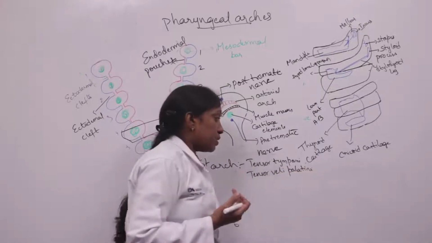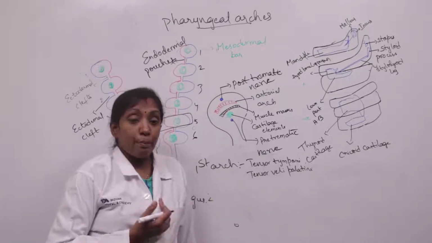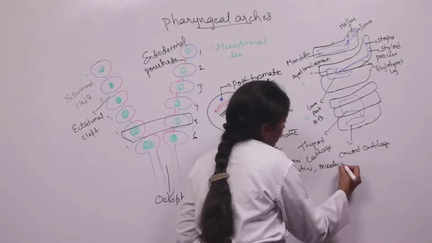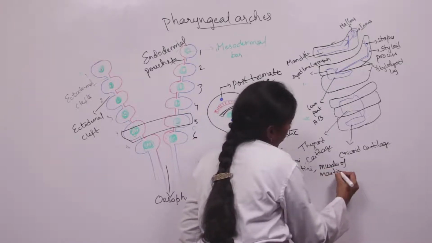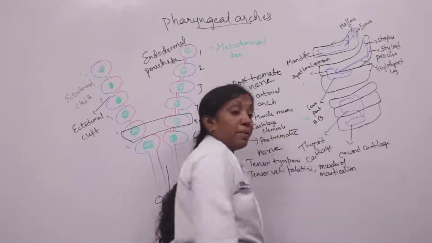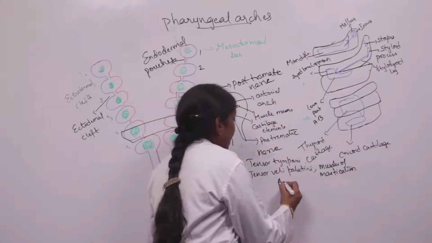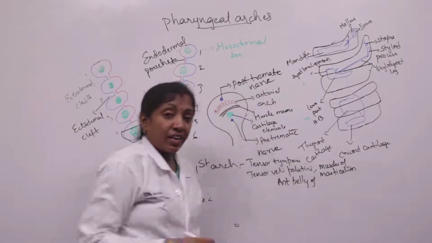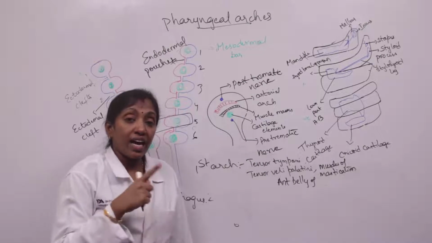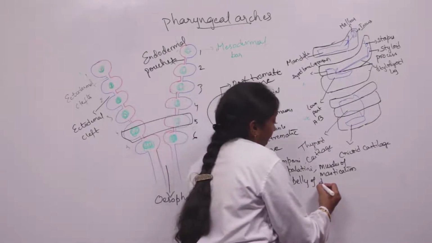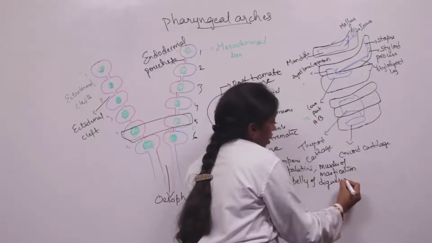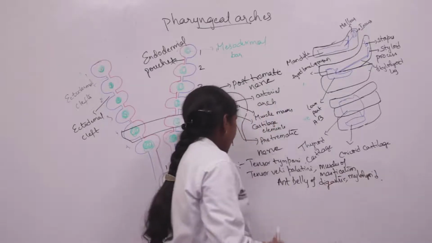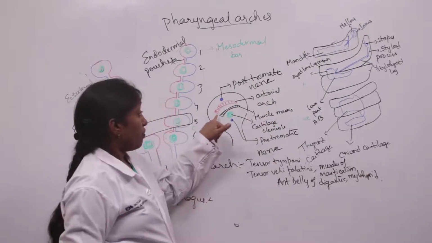We have discussed the tensor tympani and tensor veli palatini muscles during the palate. And the muscles of mastication, we know, are the medial pterygoid, lateral pterygoid, temporalis and masseter. The anterior belly of digastric and mylohyoid we have discussed during the carotid triangle and the anterior triangle of the neck. These are muscles derived from the first arch muscle masses.